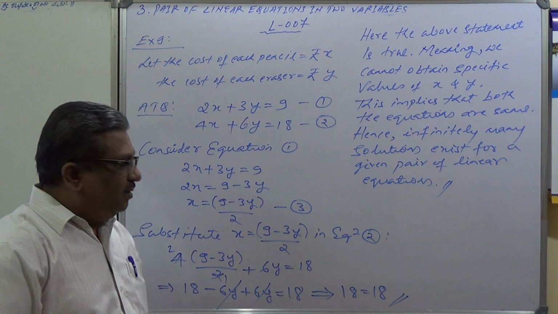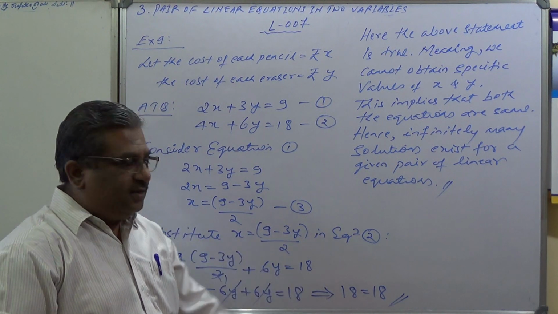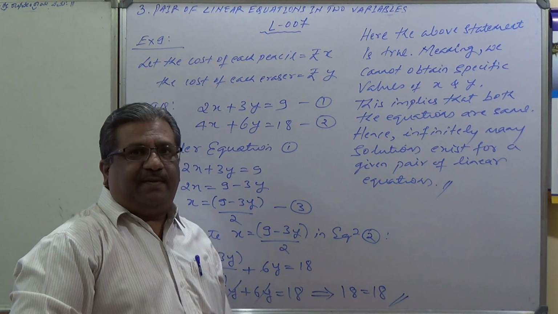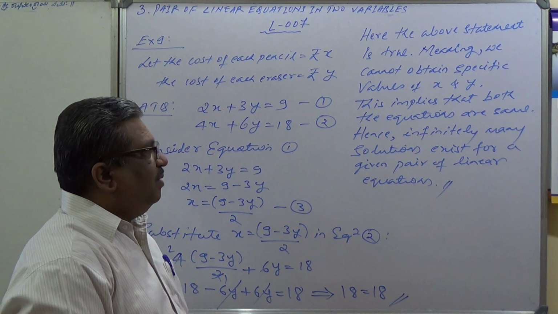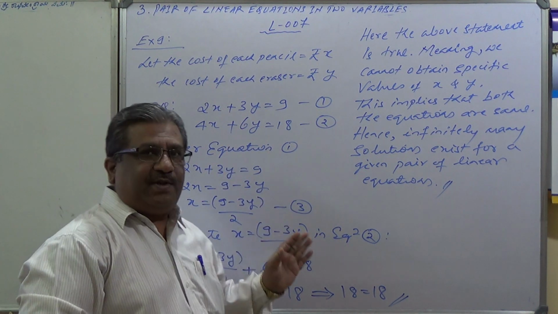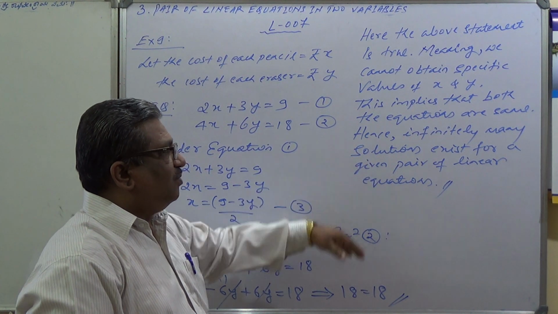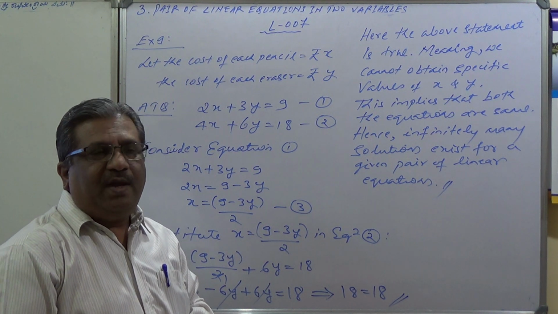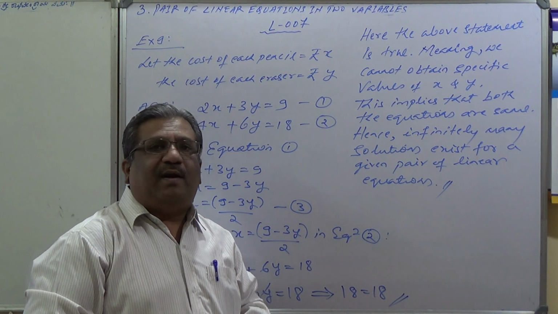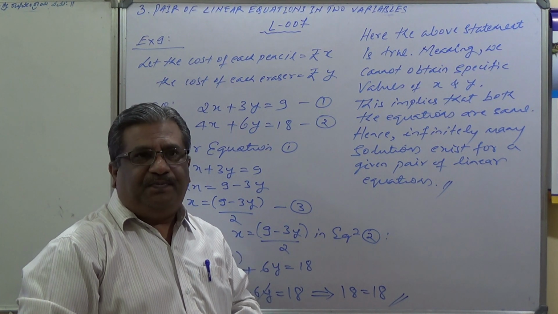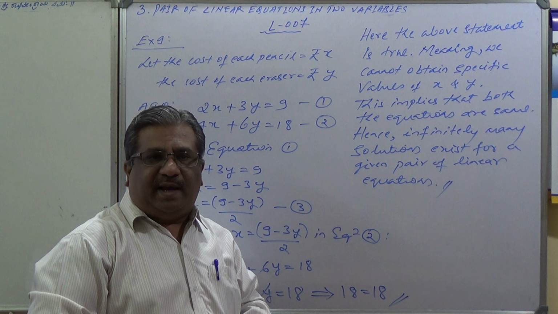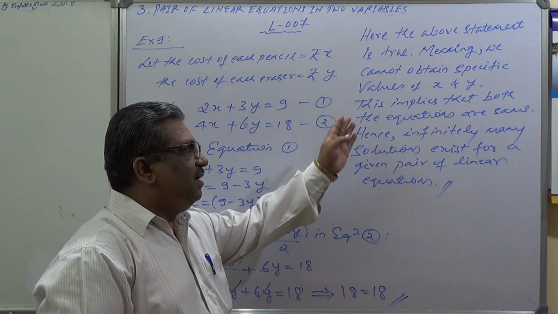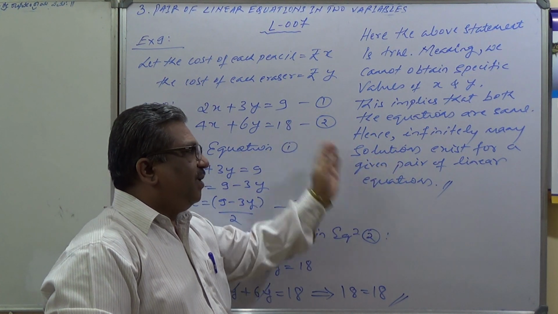What I have written here, 18 equals 18, hence this statement is true, meaning we cannot obtain specific values of x and y, which implies that both the equations are the same, and if both the equations are the same, we can have infinitely many solutions for a given pair of equations, because it is as good as a single equation only. For a single equation you can have infinitely large number of solutions. If a single equation represents a single line, all the points that lie on the line represent the solutions. Hence, infinitely many solutions exist for a given pair of linear equations.